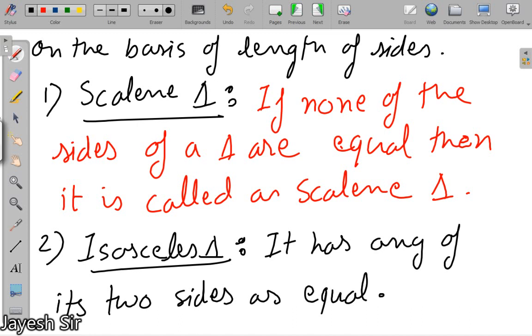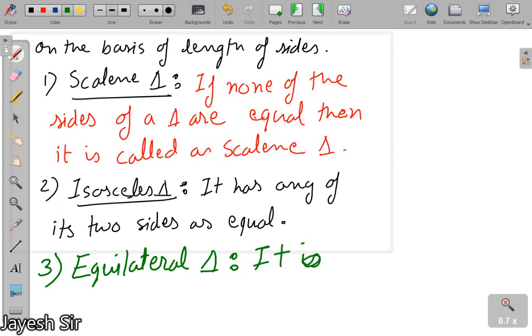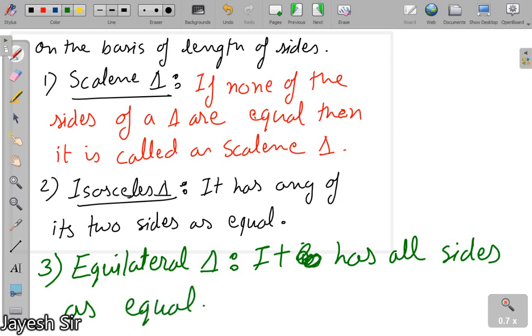If any two sides of a triangle are equal, then it is called an isosceles triangle. And third will be an equilateral triangle. If all sides of a triangle are equal, then it is called an equilateral triangle. A scalene triangle is one in which none of its sides are equal. In an isosceles triangle, only two sides are equal.